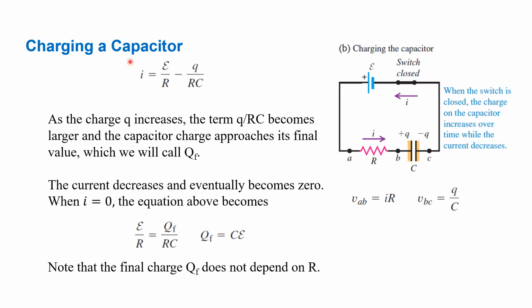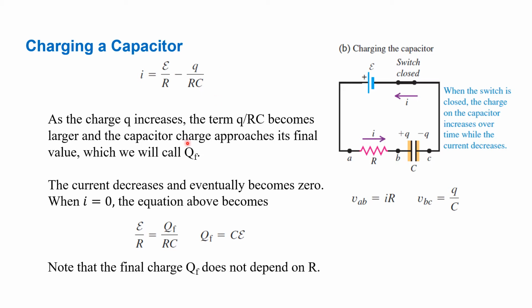So we are still playing with this equation here. So earlier we set your Q equals 0 at time equals 0 when your capacitor is initially uncharged. And as the charge Q increases, again, as you have said earlier, as you charge your capacitor, your current decreases, signifying a decrease in the potential difference in your resistor and an increase in the potential difference in your capacitor. And as the charge Q increases, the term Q over RC, this term here, becomes larger and larger, and the capacitor charge approaches its final value, which we call your QF.